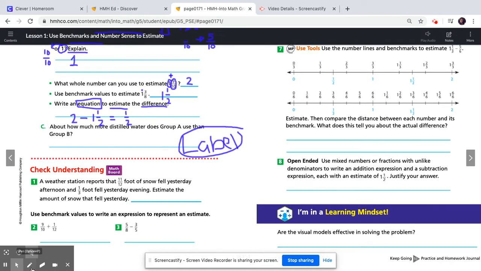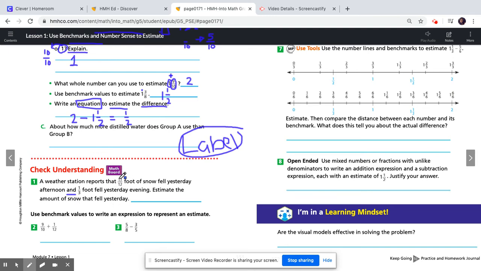Okay, so for example, a weather station reports that 11/12 foot of snow fell yesterday afternoon. And what does "and" mean? What operation does "and" tell us to do in math? Okay, and 1/3 fell yesterday evening. Estimate the amount of snow that fell yesterday.